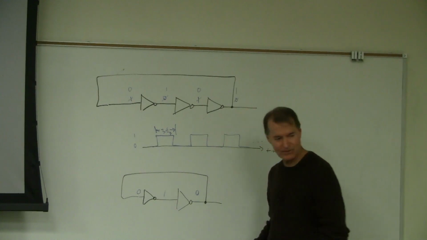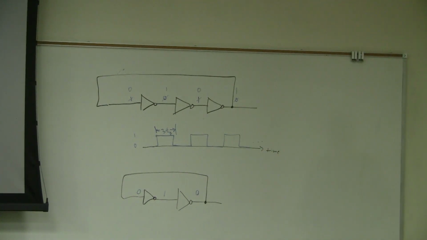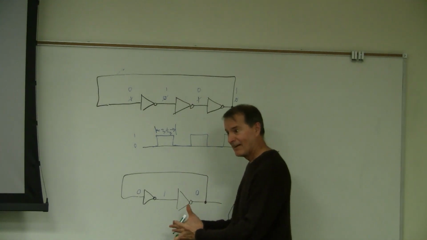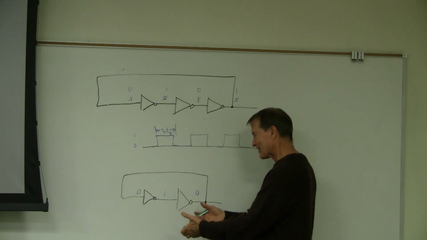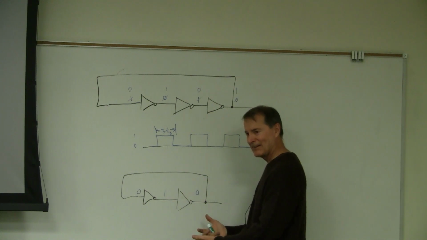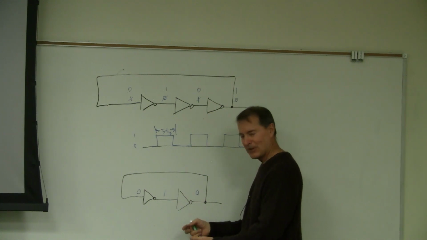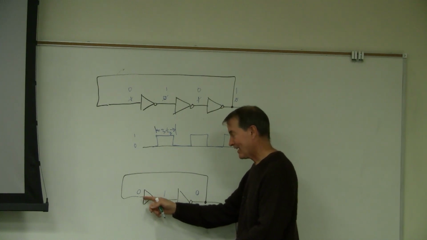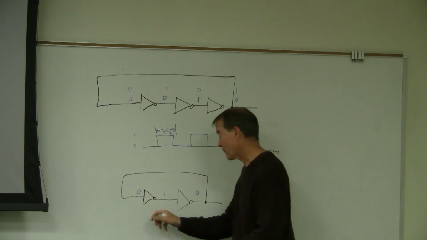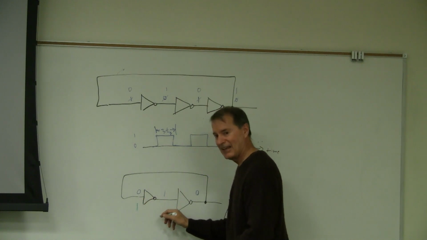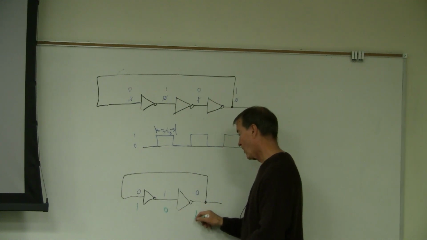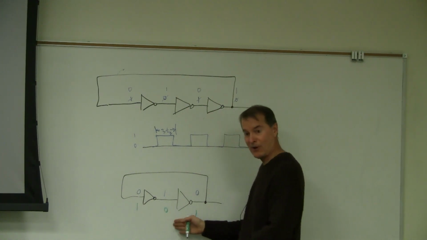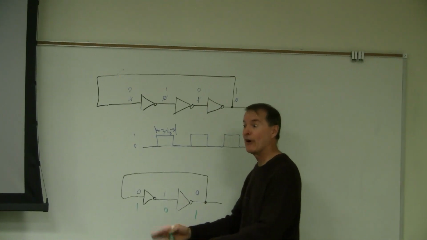But wait a minute, you ask. There's another question that you should be asking right now. How did we start this whole thing out? We said, if this is 0. Yeah, but what if this were 1? Then one gate delay later, what would happen? 0. And one gate delay later, what would this be? 1. But this is consistent with this one, so it would stay in this state forever.